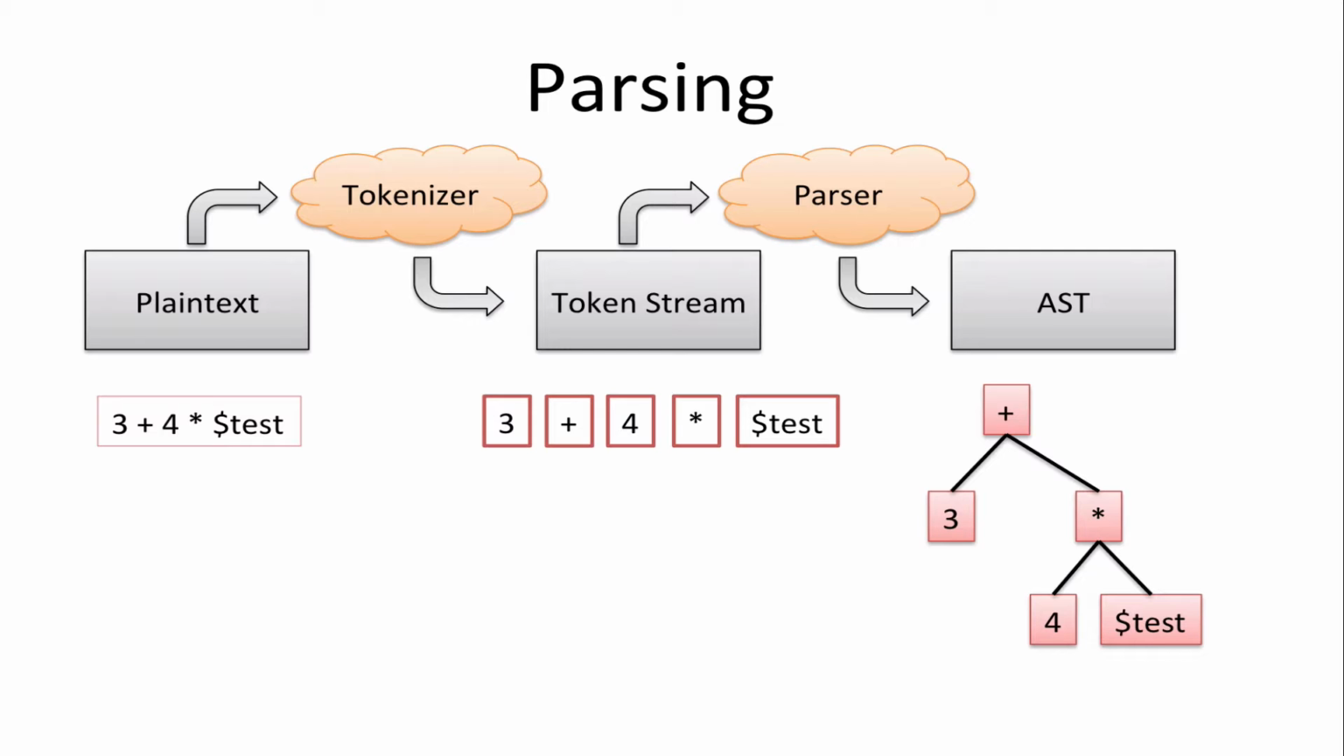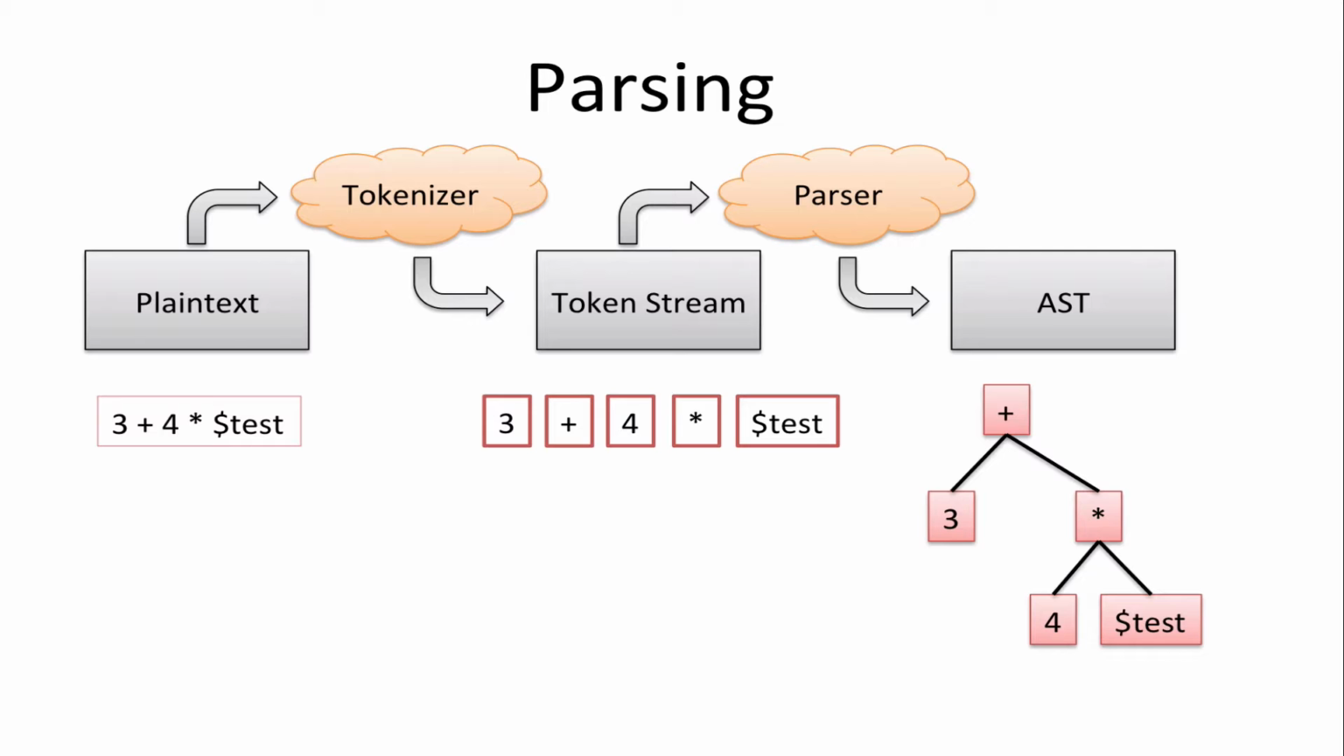It's 3 plus 4 times a variable called test, and this will be put into the tokenizer, which transforms our plain text into a stream of tokens. These are shown in the middle, 5 tokens, which are 3, then a plus, then a 4, then a multiplication, and at last there's the variable reference called $test.